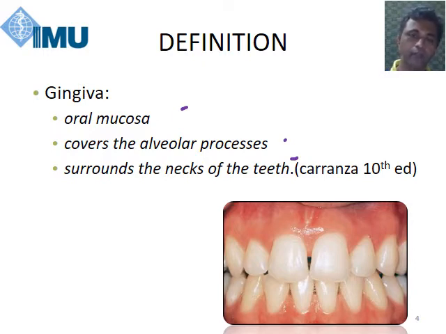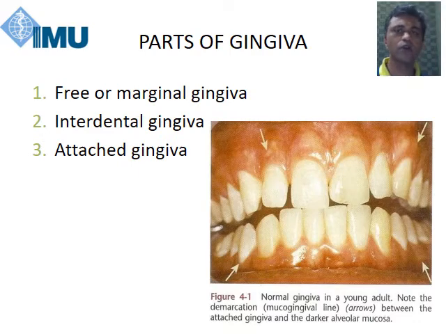So what we find is this oral mucosa covers the alveolar process. So here is the alveolar process and it surrounds the neck of the tooth in a collar-like fashion. So this is called gingiva, a very important portion of the periodontium which supports the teeth. So what are the parts of gingiva? The gingiva is basically divided into three parts, namely your free or marginal gingiva, interdental gingiva, and attached gingiva.